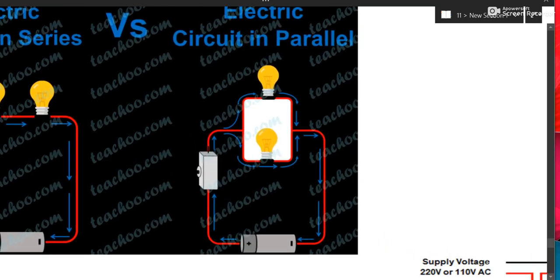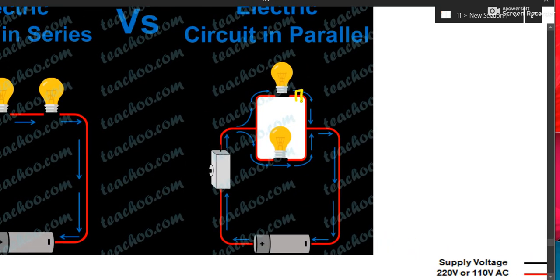You can see here, this is a parallel combination, right? Here there can be an independent switch, here there is an independent switch. Suppose this one is broken, damaged. So only this will stop glowing. The other will keep on glowing because its path is different.